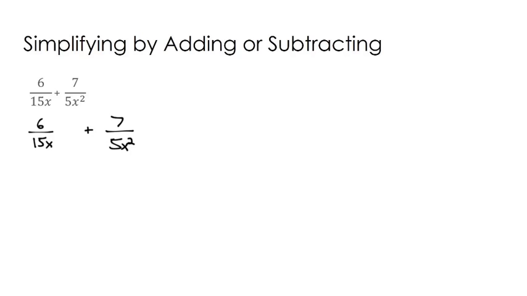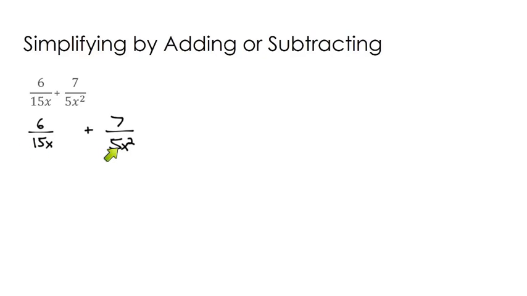The common denominator is going to be the least common multiple of the denominators. I know I'm throwing a lot of vocab terms at you. What I mean is, let's find the least common multiple of 15 and 5, and then the least common multiple of the variables. And then I'm going to try to create that denominator in both of these terms. And here's what I mean by that.